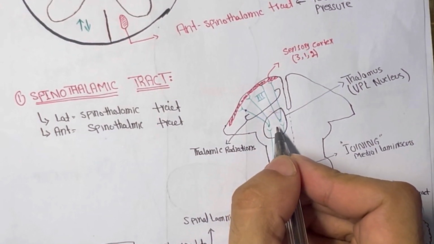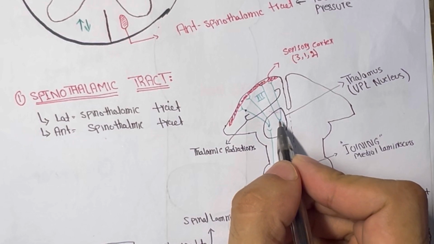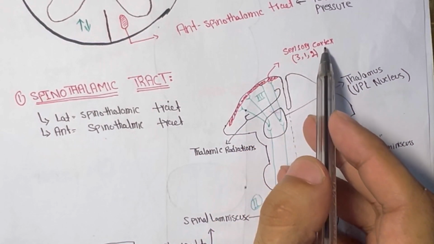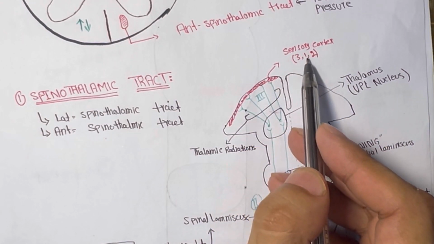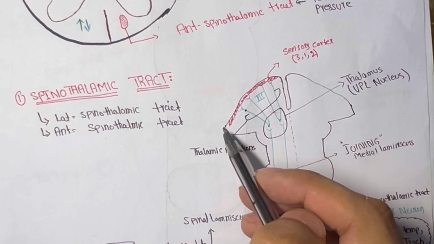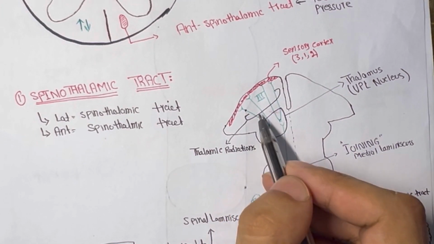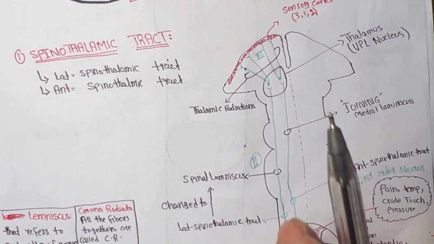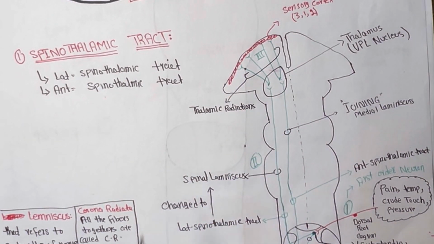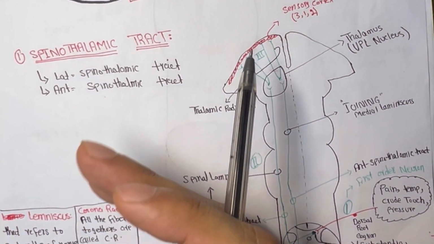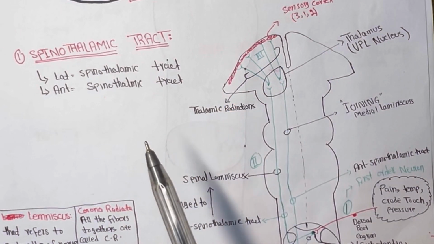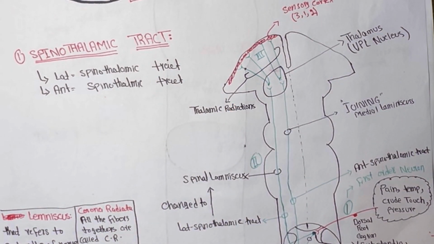From the VPL nucleus, all information will go up to the sensory cortex, areas 3, 1, 2, this place. And this fiber is called thalamic radiation. One more important thing that I would like to mention here is the first order neuron, second order neuron, and third order neuron. Let me show you.